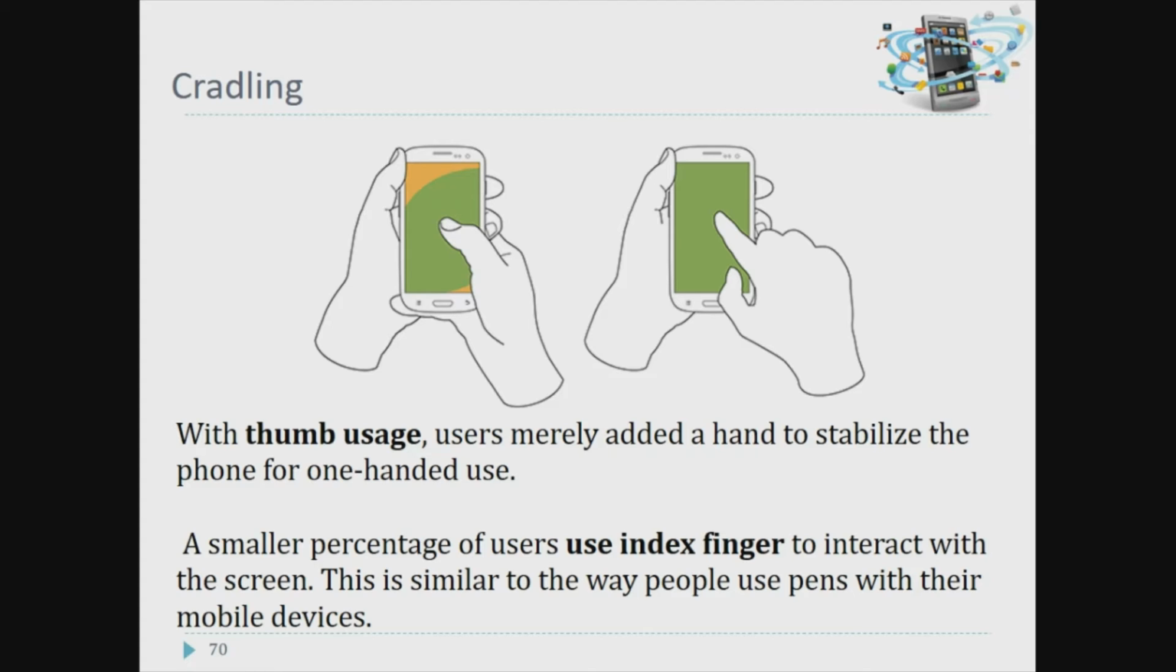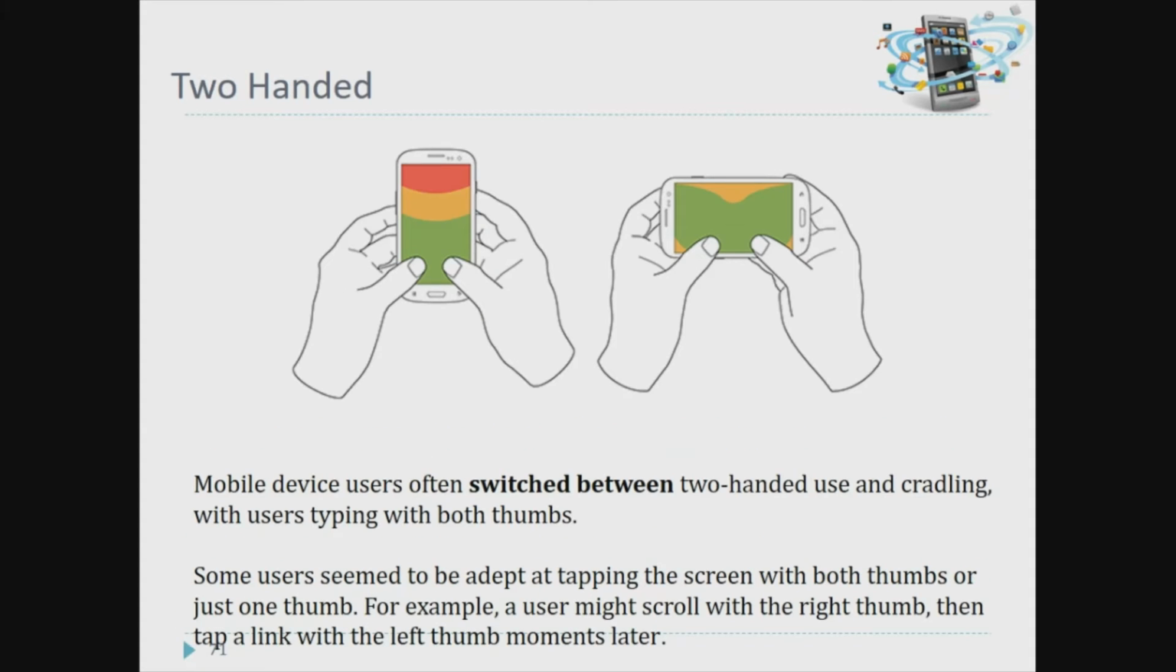With thumb usage, the user merely adds a hand to stabilize the phone for one-handed use. Okay, this one as a developer you need to assume. A smaller percentage of users use the index finger to interact with the screen. So this is similar to the way people use a pen with their mobile devices. Okay, this one is two-handed.